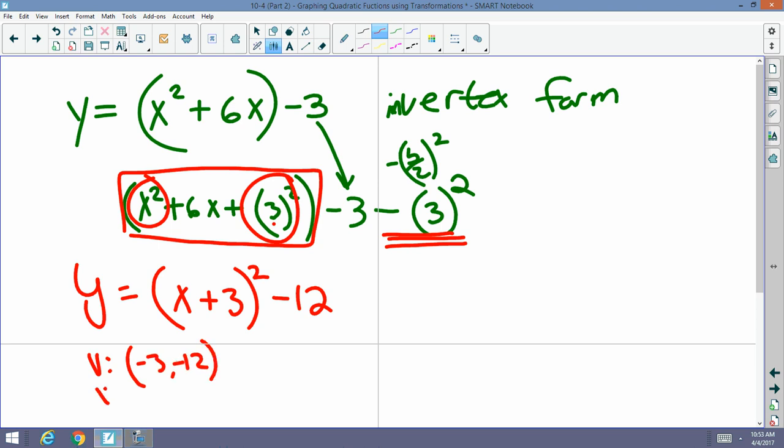What's my y-intercept? It's not negative 12. When x is 0, what's 3 squared? What's 9 minus 12? Negative 3. So you see you have your vertex, your axis of symmetry. You put your y-intercept, mirror image, you're done. You with me here? Are you sure?